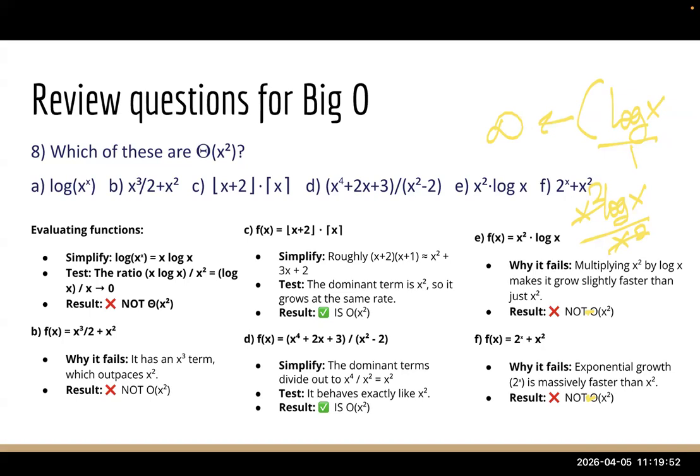Similarly, for part F, we have 2 to the power x plus x squared. Again, for the ratio test, we'll put it over x squared. This cancels out. We're left with 2 to the power x over x squared. Now, 2 to the power x has a higher growth order, so it will outpace the x squared and become infinity. That's why the condition for theta is not being met in F either. So our conditions are only being met in C and D.